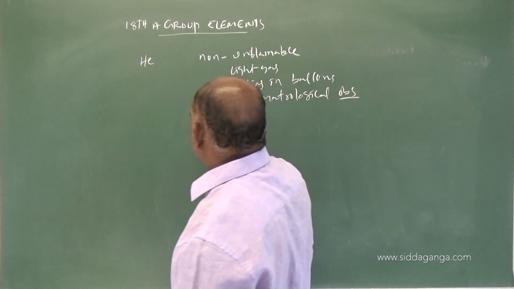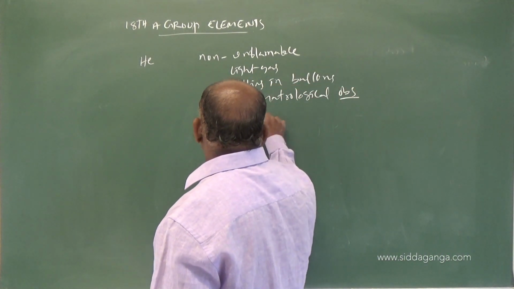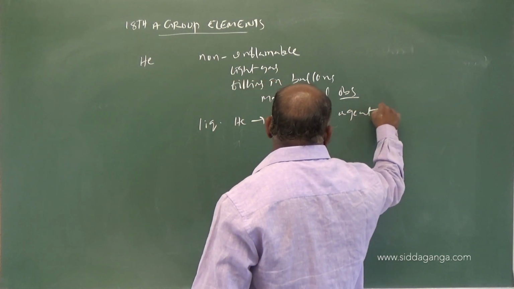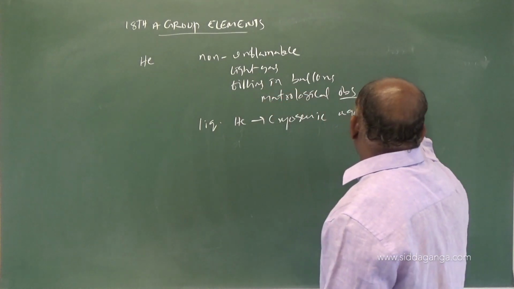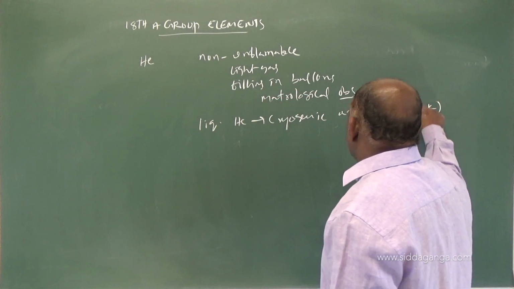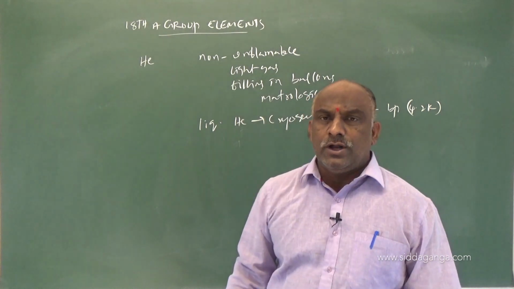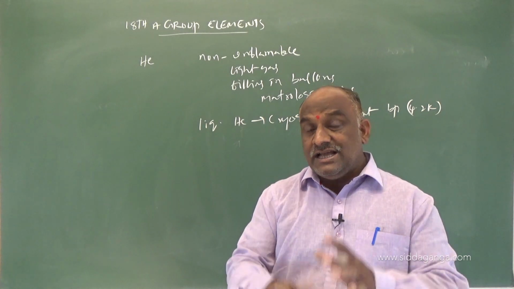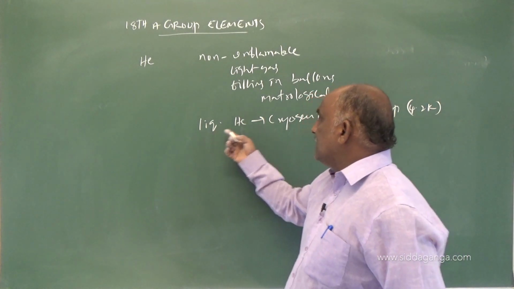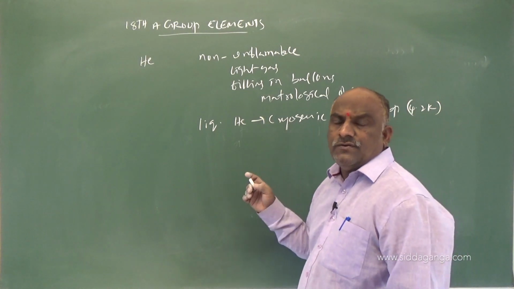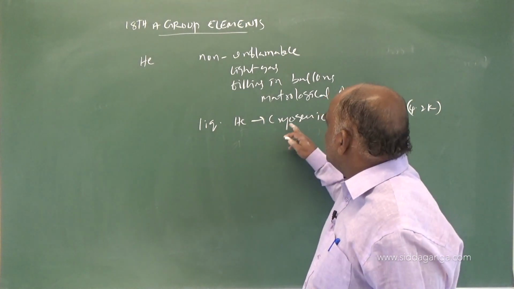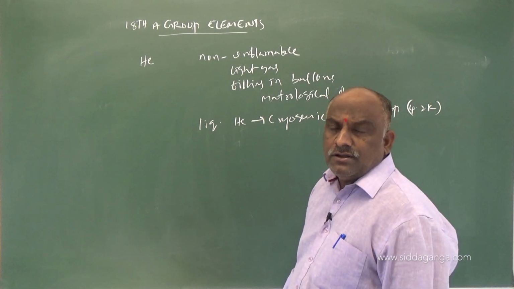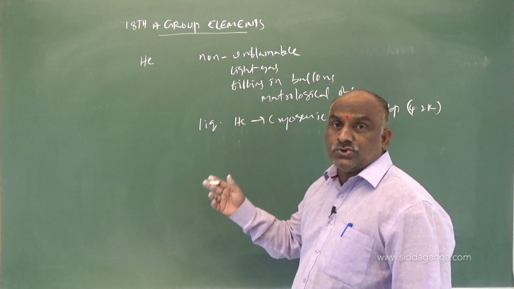Liquid helium is a cryogenic agent. This is a very important point. What is the meaning of cryogenic agent? The boiling point of helium, we know, is 4.2 kelvins. Some reactions take place at low temperature. To study those reactions we can use liquid helium, because its boiling point is 4.2 kelvins. Due to that reason, it is used as a cryogenic agent.